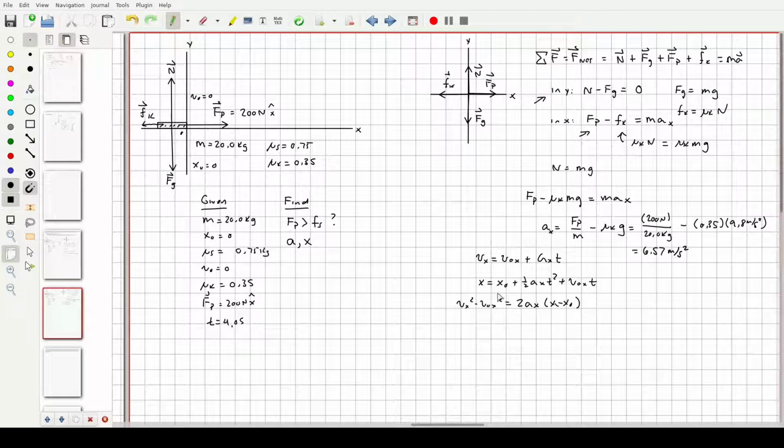Okay. If I want to find out where it's at after 4 seconds, I would use this equation right here because we know our initial velocity is 0. We know our initial position is 0. So x is going to equal 1/2 a sub x times t squared, which would equal 1/2 times 6.57 meters per second squared times 4.0 seconds squared. So if I do that, it's 52.56.